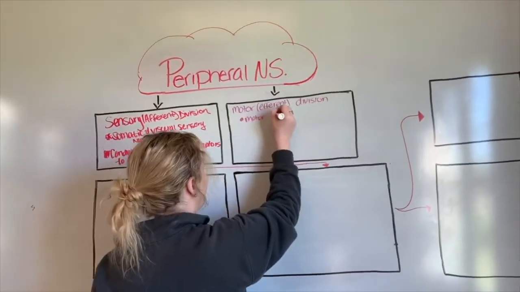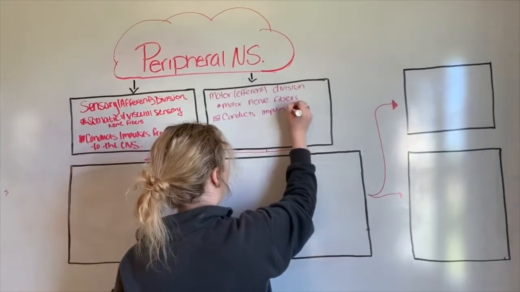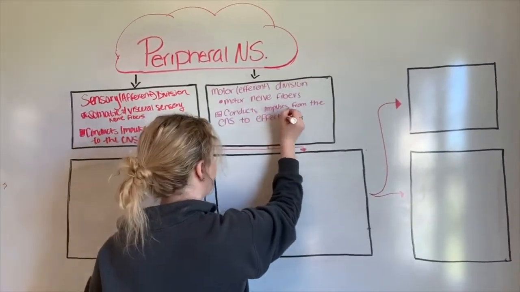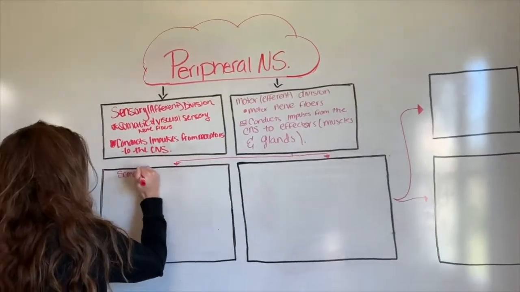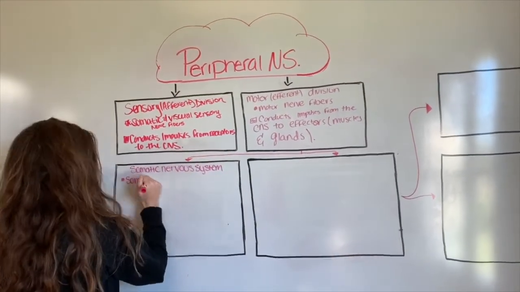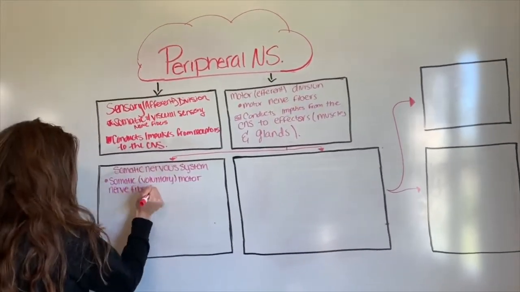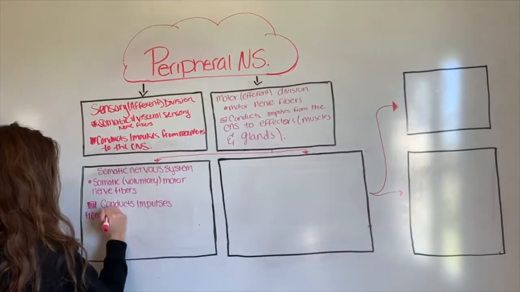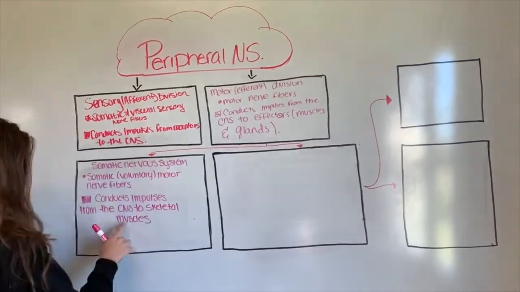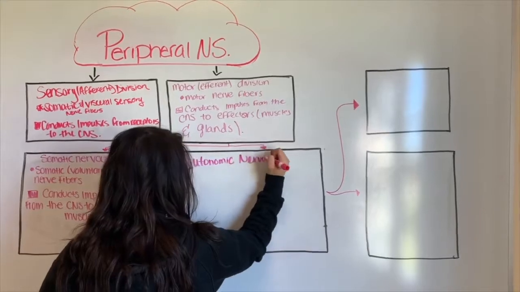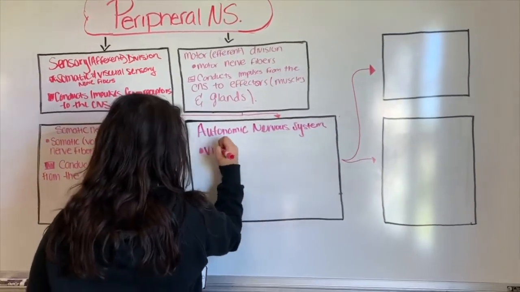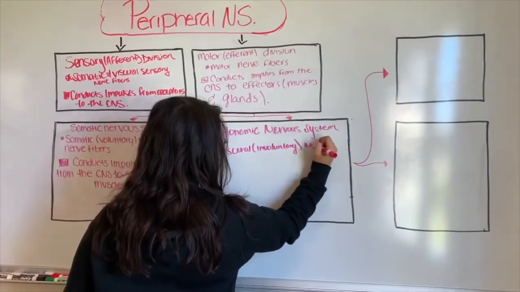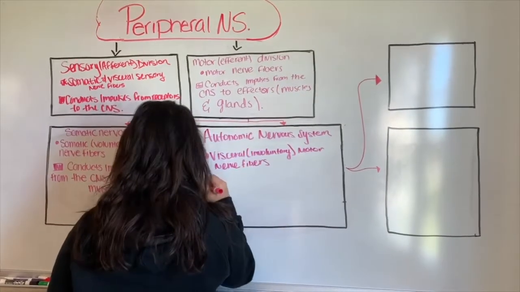The second subdivision is the motor division, which is efferent. This means it transmits impulses from the central nervous system to effector organs, which are the muscles and glands. The somatic nervous system is composed of somatic motor nerve fibers that conduct impulses from the CNS to skeletal muscles. It is often referred to as the voluntary nervous system because it allows us to consciously control our skeletal muscles.